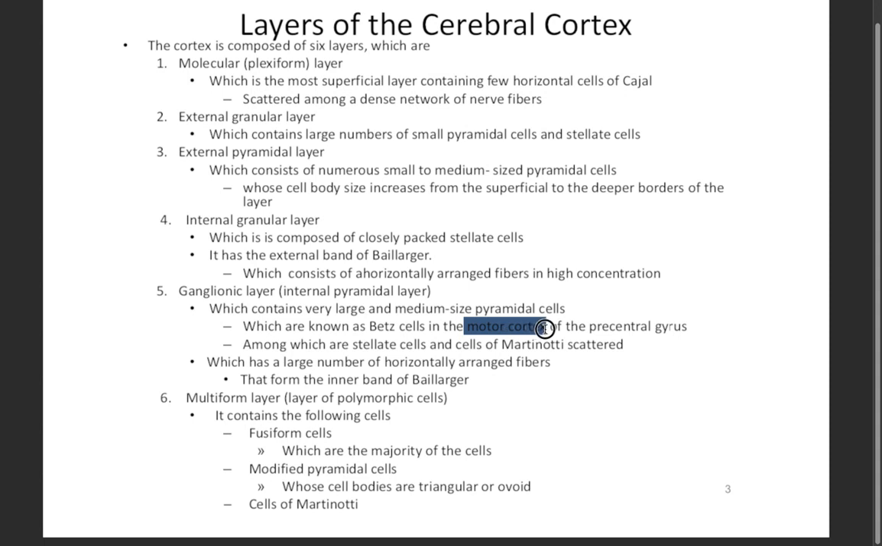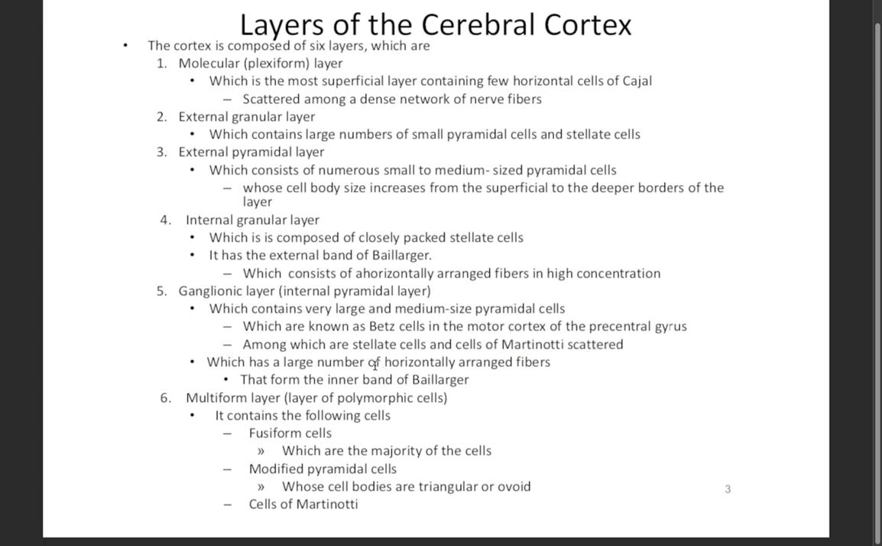Be aware of the motor cortex and the Betz cells, the large pyramidal cells. In the ganglionic layer we see large and medium-sized pyramidal cells, and among them are stellate cells and cells of Martinotti. So these are two subtypes of cells. What are these cells? The stellate cells and the cells of Martinotti. I'm not that familiar with the terminology. We will see these cells in the fifth layer.